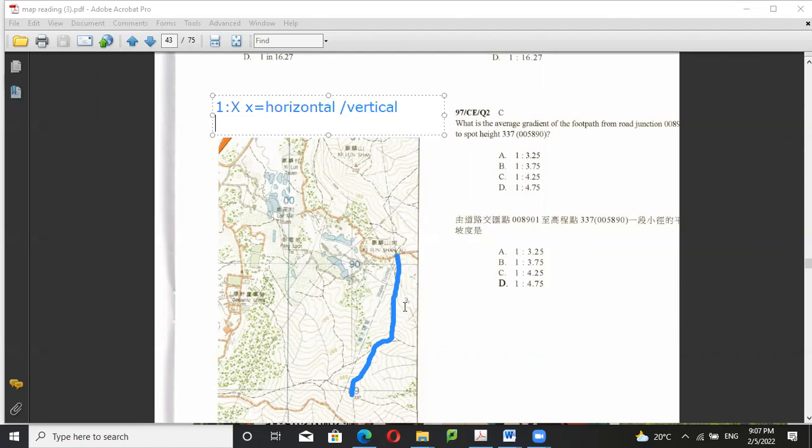Let me check it once again. 180, 160, 140. I think it should be 40. So the vertical should be 57 minus 40. Then how about the horizontal? You gotta measure it, then I need to measure it as well. Wait a minute.